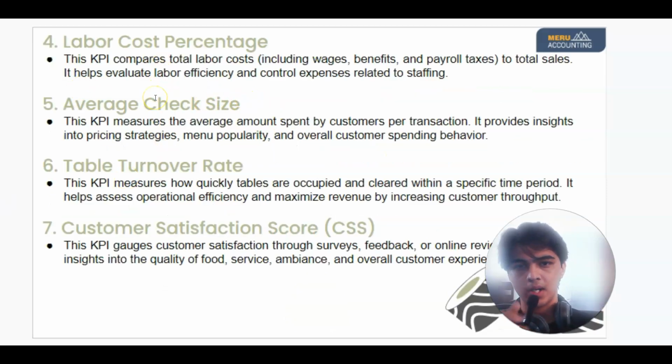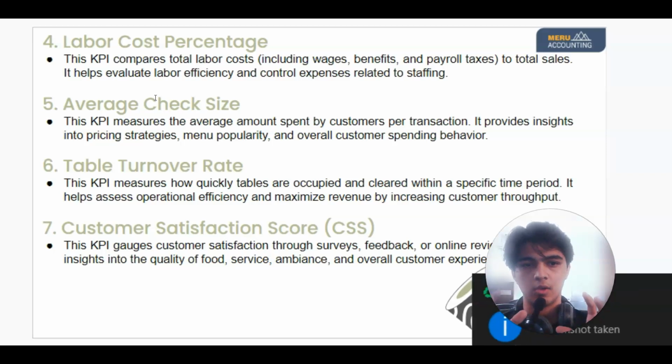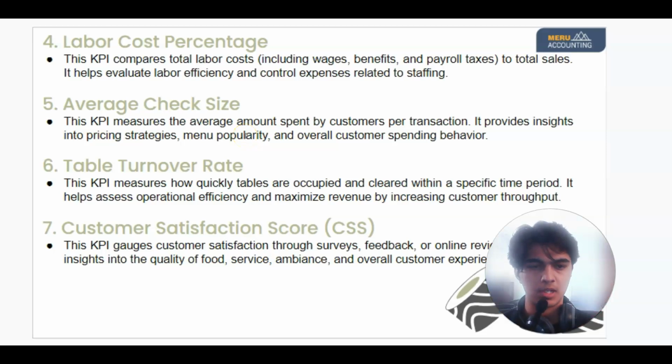This indicator compares the total labor cost, including salaries, wages, benefits, all those things, to the total sales that you have made. Average check size. This indicator measures the average amount spent by customers per transaction. If customers are coming to your hotel or to your restaurant, how much they pay you on average will be calculated in this indicator.